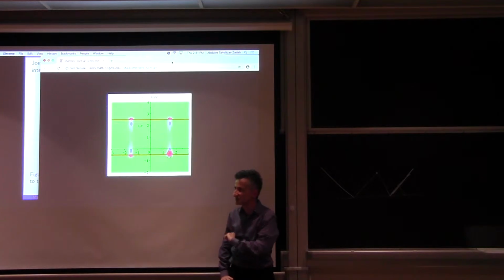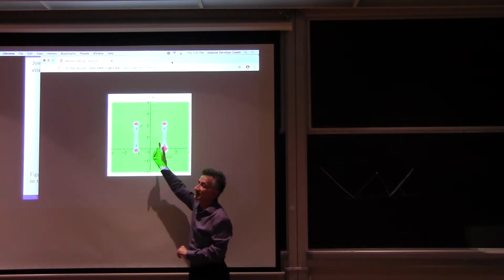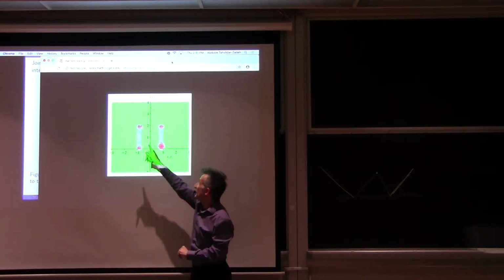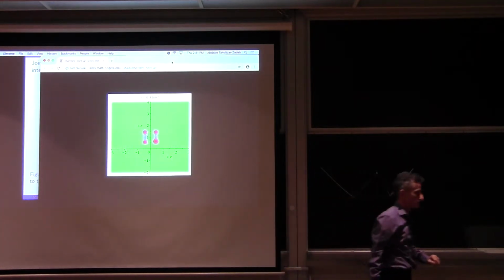Does this make sense? When they don't interact, there are four components. Three of them move away. One of them just goes right through the boundary, right? And so this means they just went through each other.